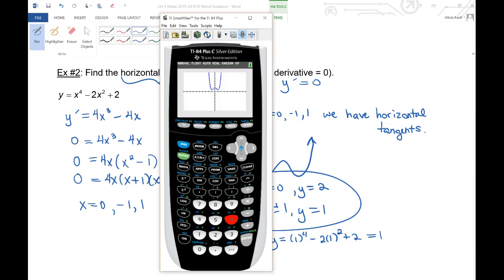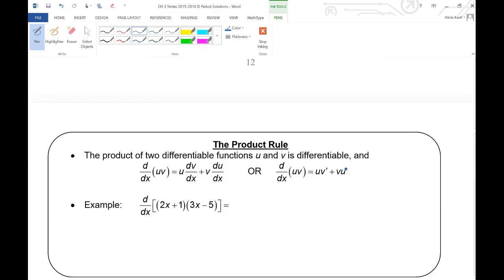Okay, so can you see this graph? This is the actual graph. Do you see there are 3 places where there's a horizontal tangent? At 0, it's right here at y equals 2. And then here at -1 and +1, notice these end up giving you the same tangent line. This is a good way to check. You can definitely check these on your calculators.